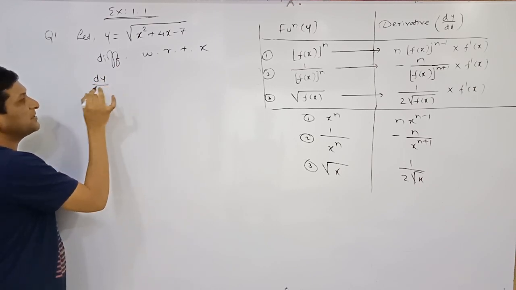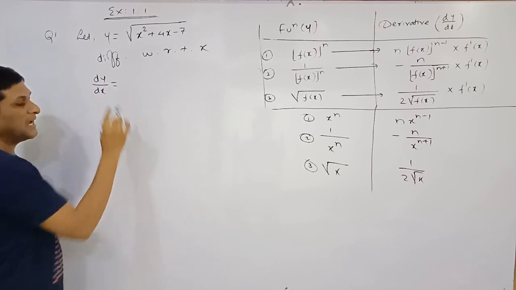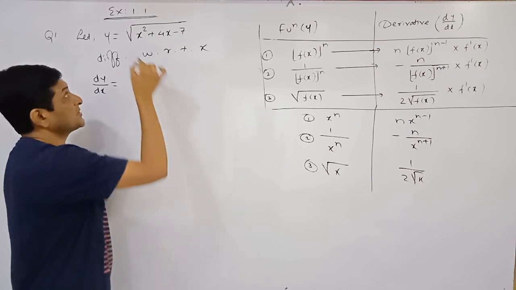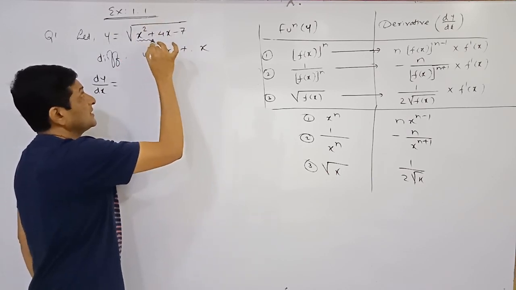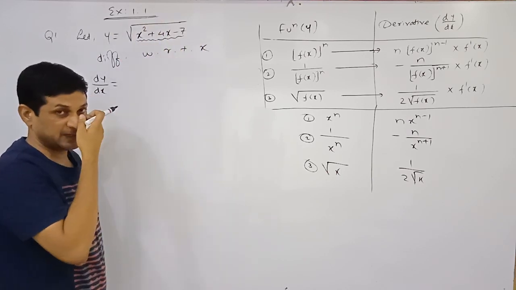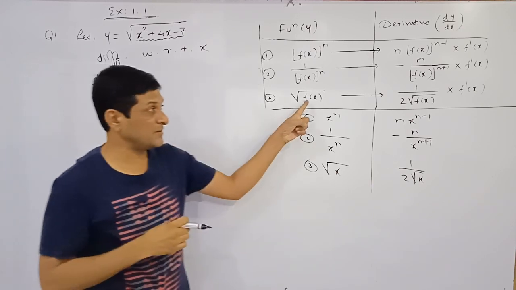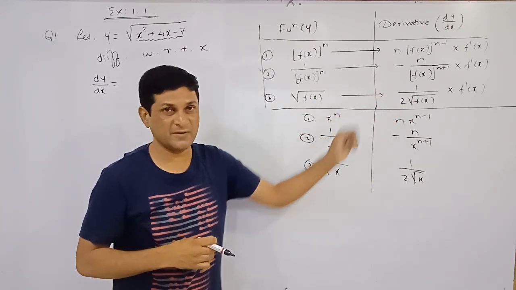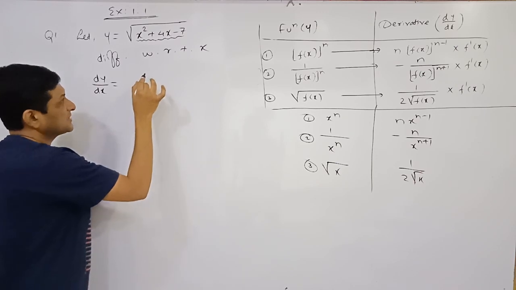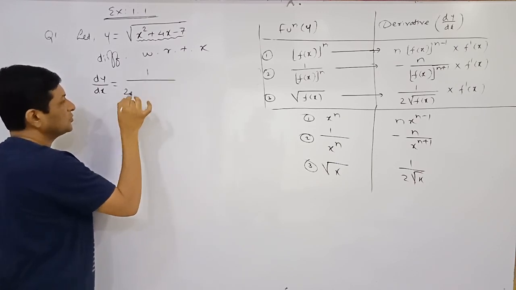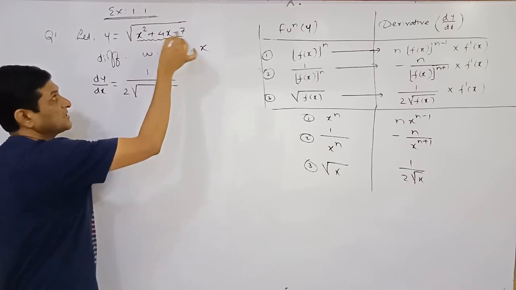So its derivative dy upon dx is equal to, according to this formula. Again observe here, under root f of x. This whole term is nothing but f of x here. And what is the derivative of under root f of x? 1 upon 2 root f of x. So its derivative is 1 upon 2 root f of x. What is f of x?